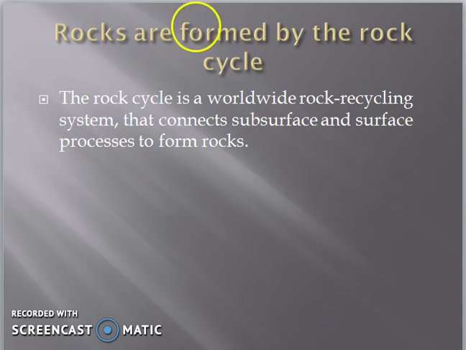Now, a couple things to understand about the rock cycle is it's a worldwide rock cycling system. That means it takes place over large scales, over large areas of the Earth, and all those different internal Earth processes that we discussed last week are going to take place. And the other big thing is that it connects the subsurface activity that's going on to the surface process to form the rocks that we actually see.